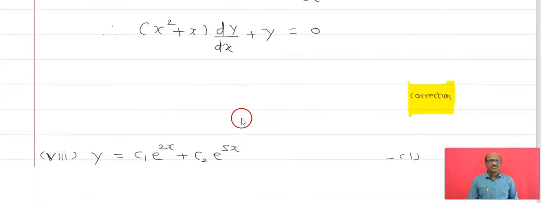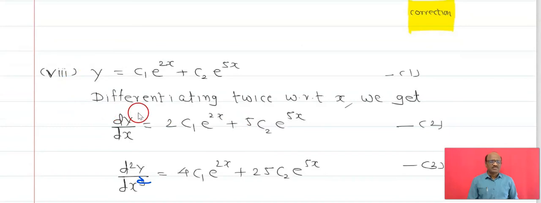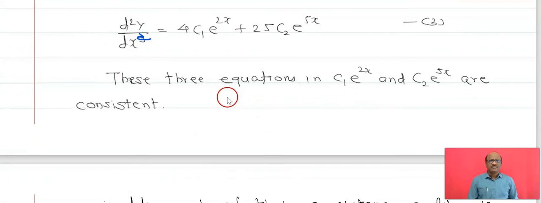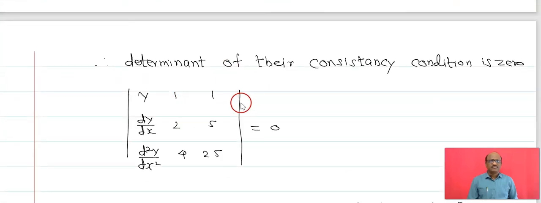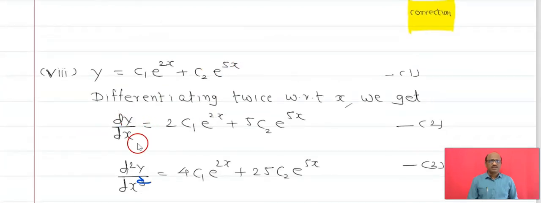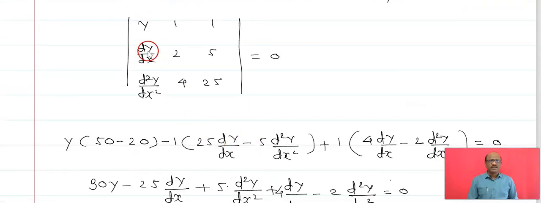Now see the equations. The first is y, next c1 and c2 coefficients, 1 and 1. Next equation, dy by dx, 2 and 5. Next is d2y by dx square, 4 and 25. Write this: y, 1, 1; dy by dx, 2, 5; d2y by dx square, 4, 25, equals 0. And if you simplify this, y into 2 into 25, that is 50, 4 into 5, that is 20.